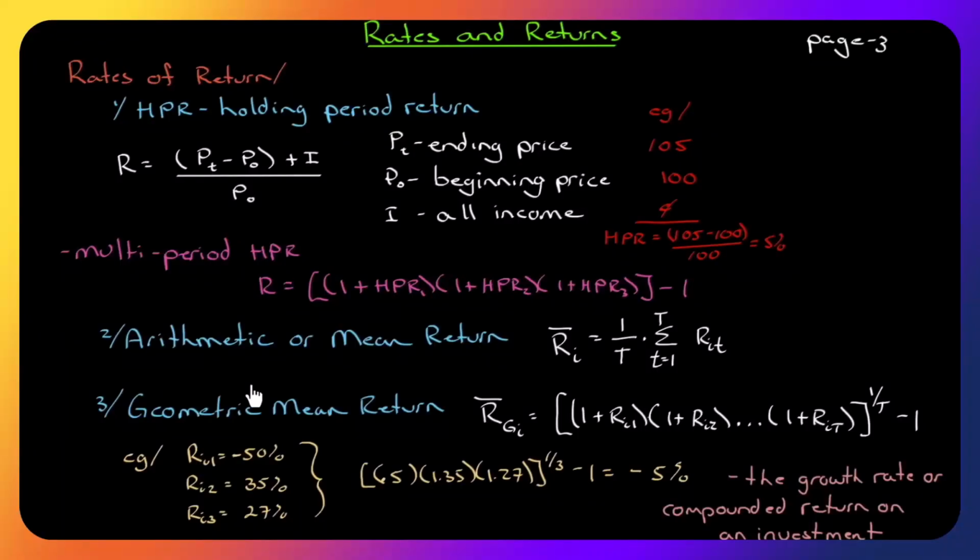Holding period return, it looks like this, PT minus P naught. PT is your ending price, P naught is your beginning price. So if you're taking your ending price minus your beginning price, that's just the change in value of the security. Add all the income that you received, the top, the numerator, is your return divided by the original price to get a rate of return.